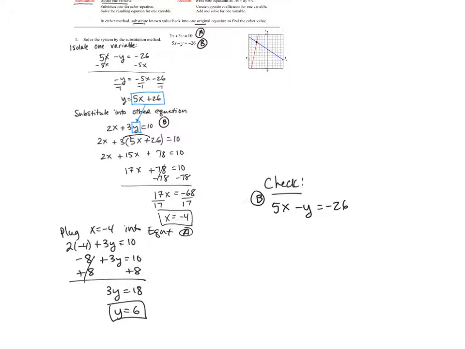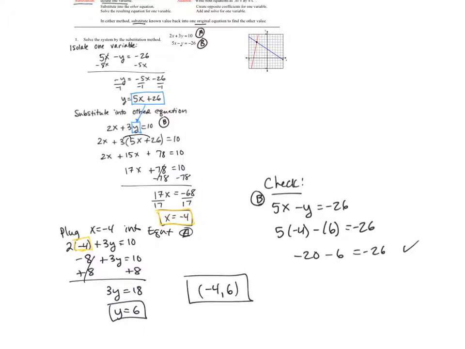All right, and since I just had put this into A, when you go to check, just check it into the other equation. So 5 times x, which is negative 4, minus y, which is 6, equals negative 26. And that does check out. Okay, so isolate a variable, and then substitute that into the other equation, and then solve for your first variable, and then plug that value back into the other equation. And let's just make sure that we write our solution as an ordered pair, negative 4, 6. Okay, so there's our solution.